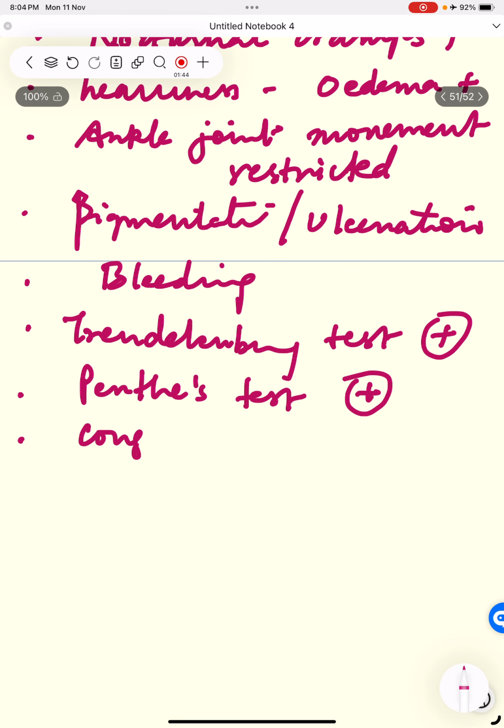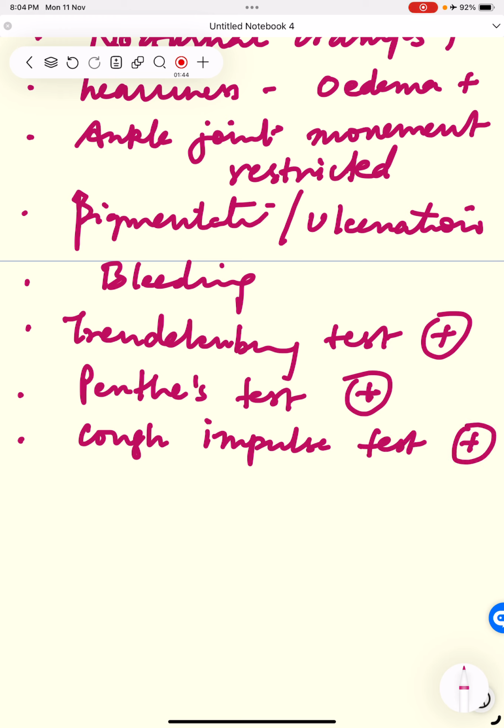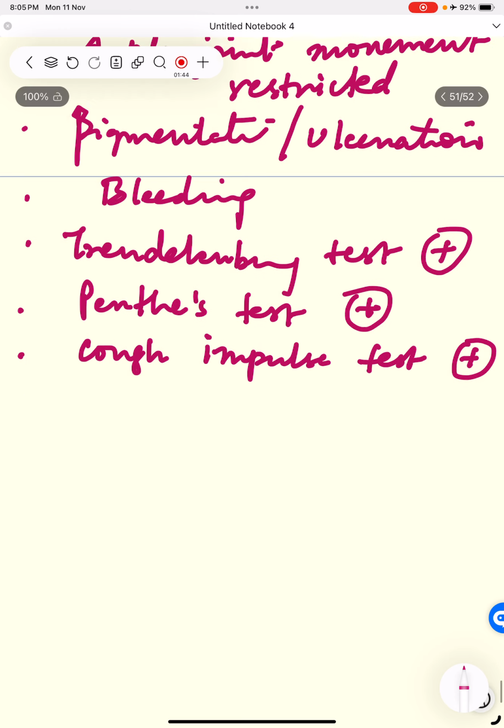Another test you can go for is the cuff impulse test. This will be positive again, where if you empty the vein and ask the patient to elevate their leg and cough, on that coughing there will be an expansile impulse which will be felt, which is also called venous thrill. So this will confirm the diagnosis of varicose vein.